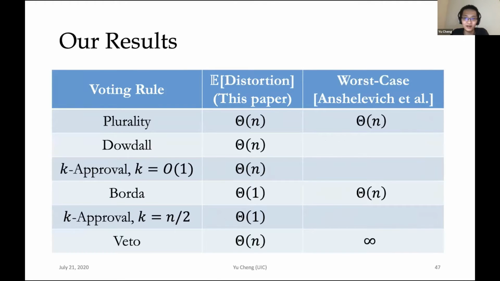In particular, you can compare them to the previous result by Elliott et al. when they studied this in the worst case. In particular, plurality and Borda had a linear dependency on the number of voters in the worst case, but they behave differently in the average case. And this infinity just means Veto in the worst case, the distortion of Veto scales with m, the number of voters. It's not even bounded by n, but when you go to average case, it is bounded by the number of candidates you have.